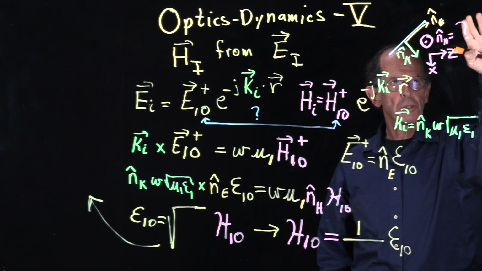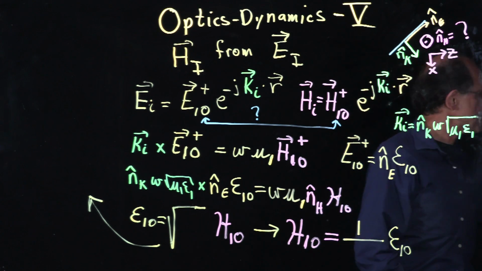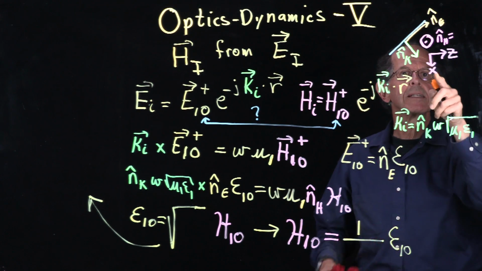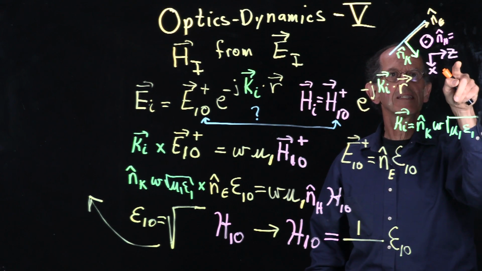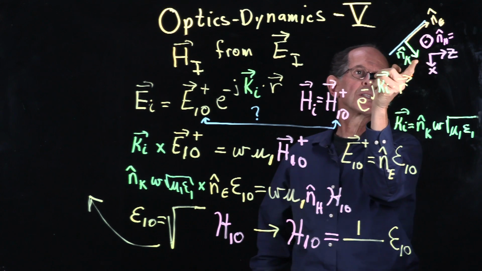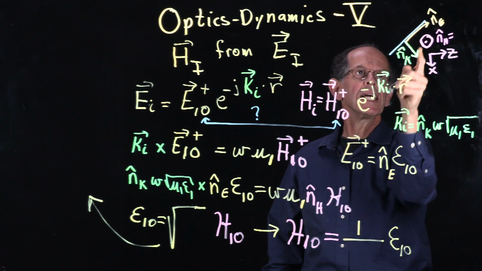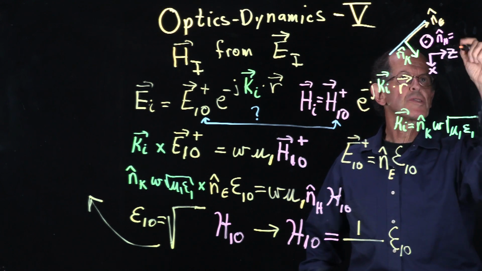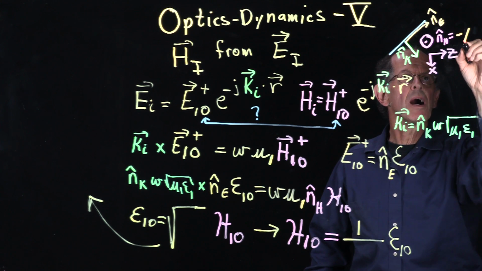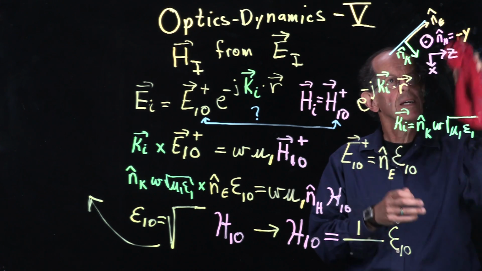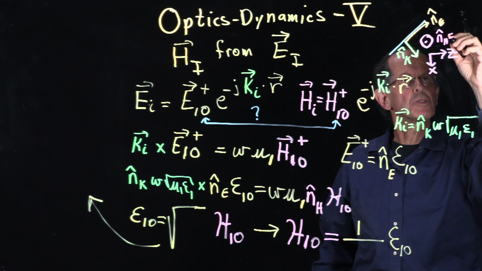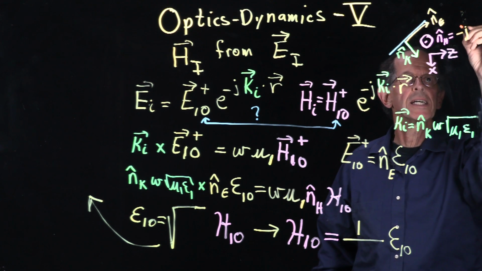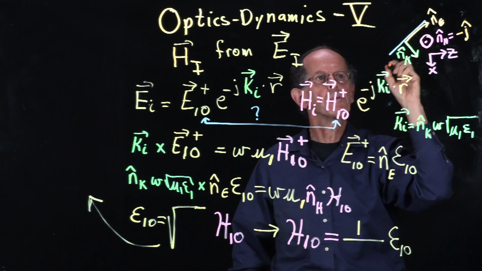N hat H is in which direction? Well, I think you can see that from the fact that X is down and Z is down, that if I take the cross product of n hat k and n hat e, it's going to come out of the board, which is in the negative y hat direction. So it should go like the direction of this unit vector, it's actually equal to negative j hat. It's coming out that way.